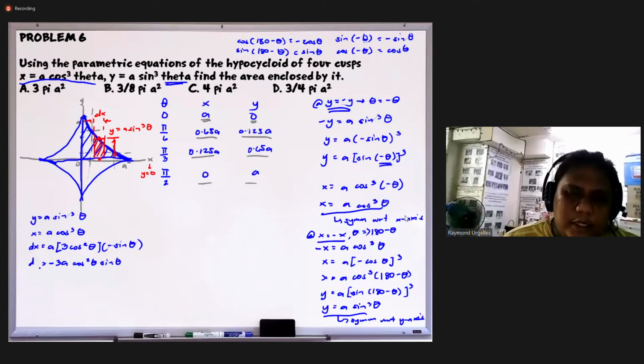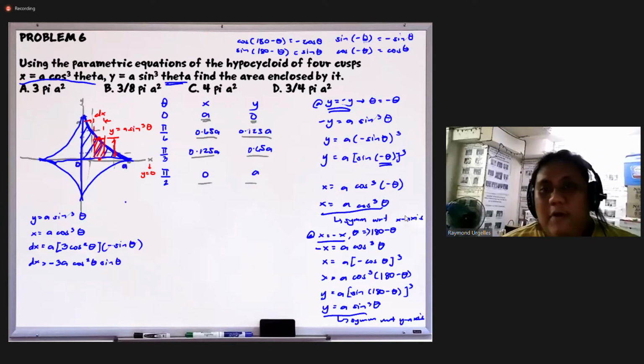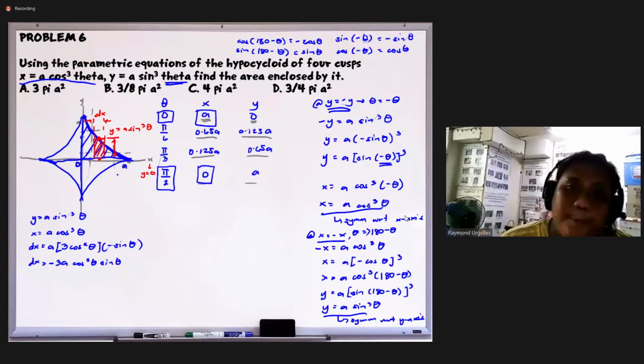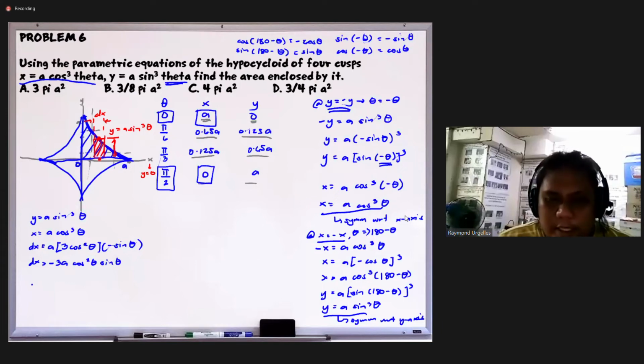So what are our limits of integration? From x is 0 to x is equal to a. This gives us x is 0, and this gives us x is a. So therefore, these are our limits of integration, from pi over 2 to 0.